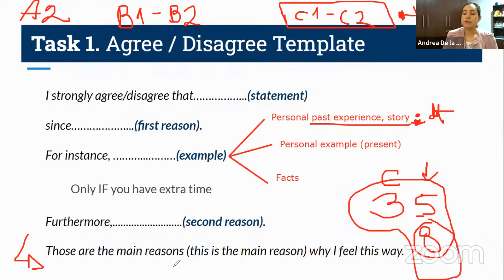This is the main reason why I totally disagree that online courses are more effective. This is the main reason why I don't think that online courses are more effective than traditional classes. Right? 8 seconds. You have less time. This is why I feel that online courses are not very effective. If you have 3 seconds, that's why I think so. That's why I feel this way. Right? If you have some extra time, go with a conclusion.